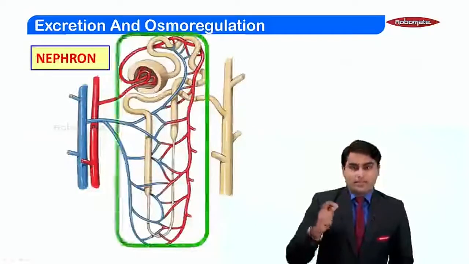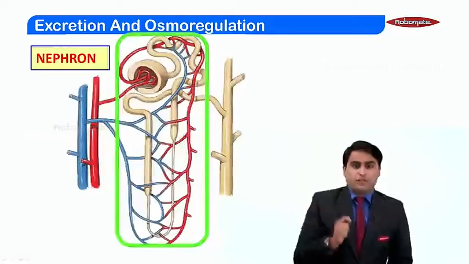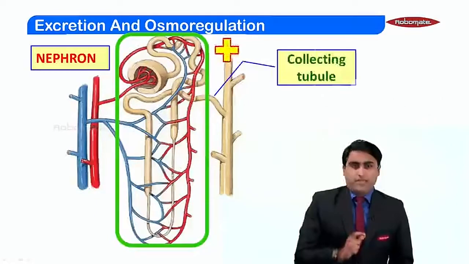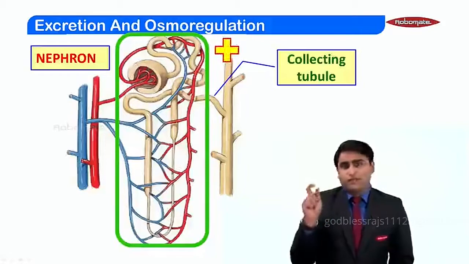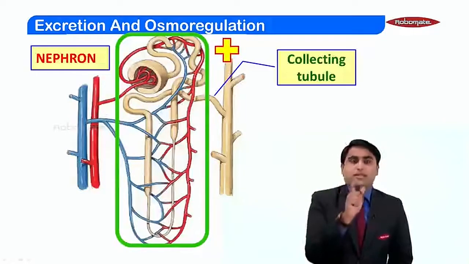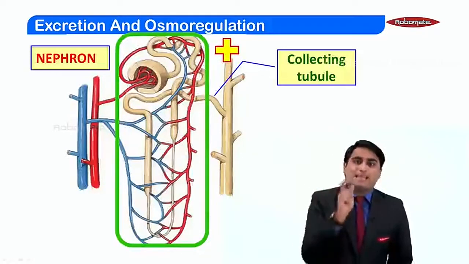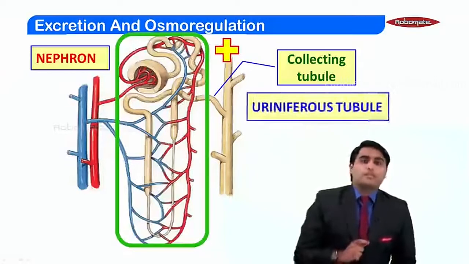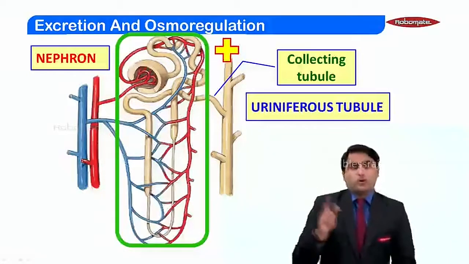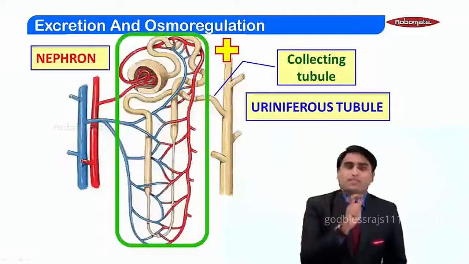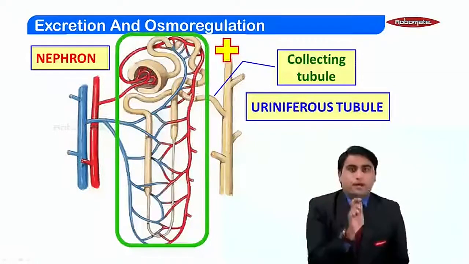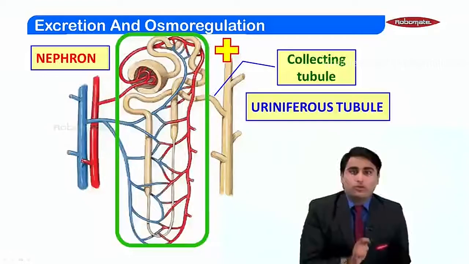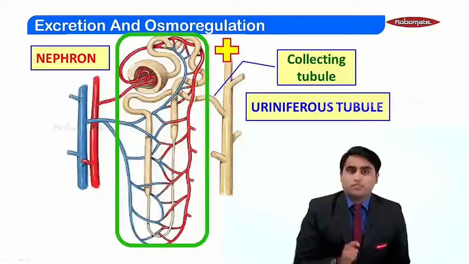And here you can see the nephron, along with a small part which is called the collecting tubule. So all the parts of the nephron plus a small part, the collecting tubule, together are termed the uriniferous tubule. So all the nephron parts plus the terminal part, which is not actually part of the nephron, the end part called the collecting tubule, are termed the uriniferous tubule.